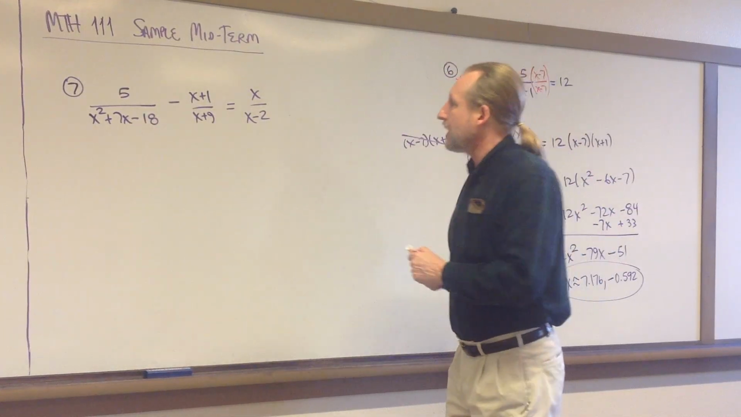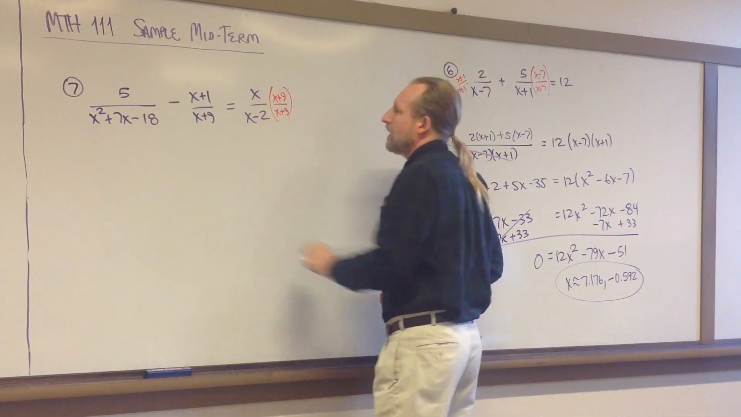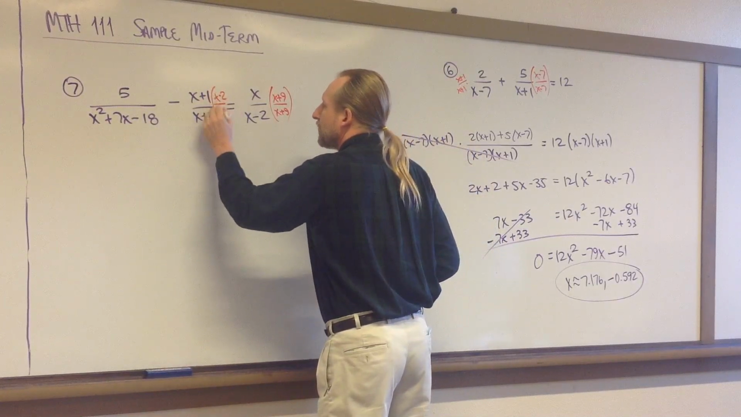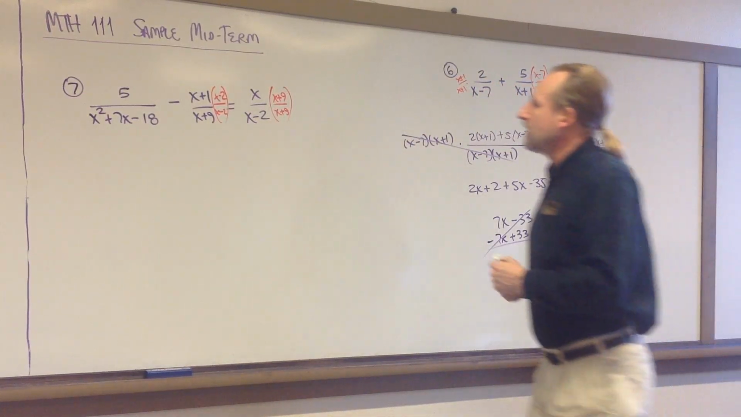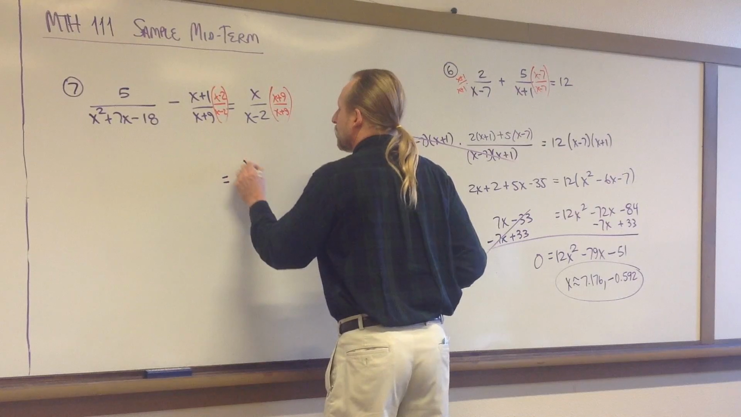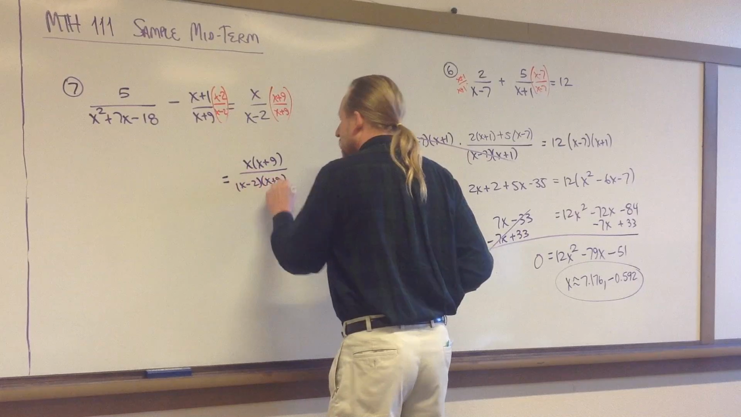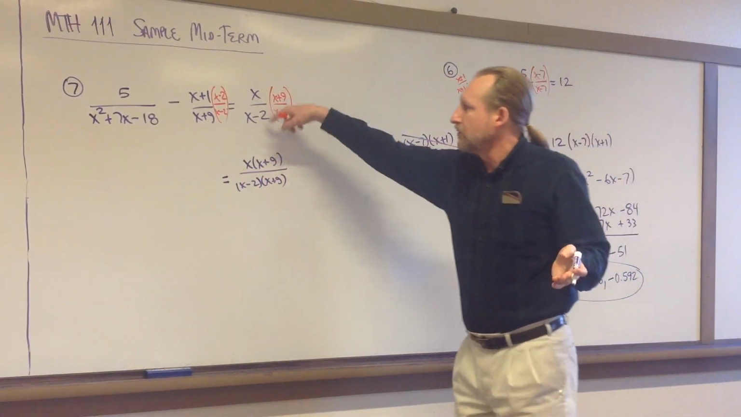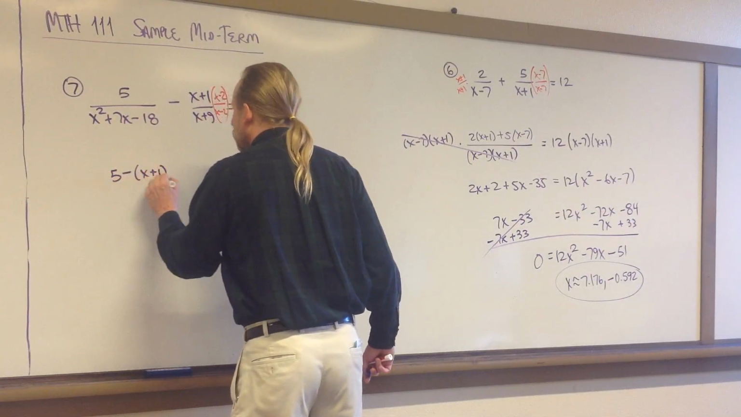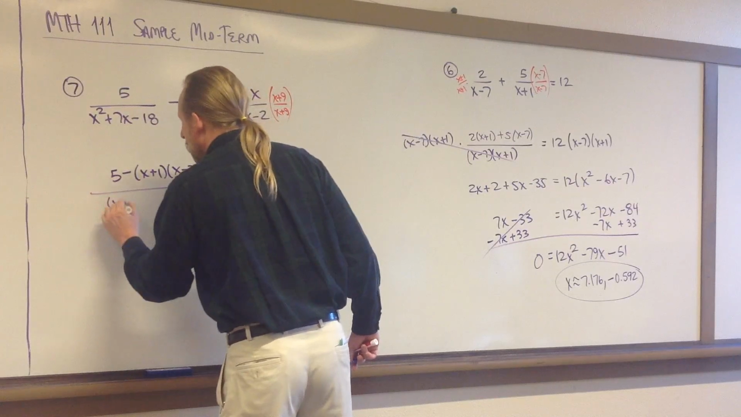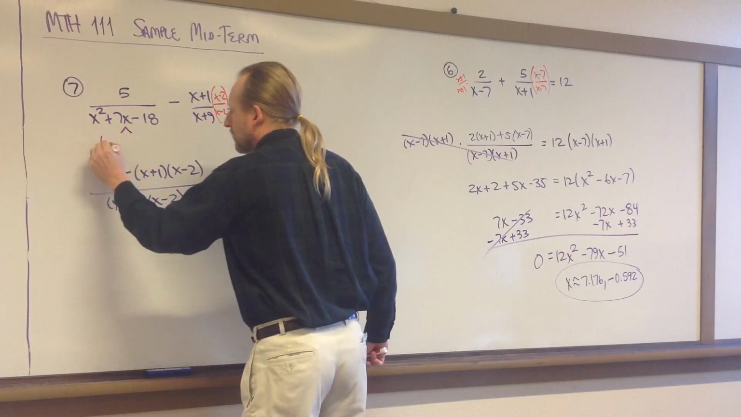That fraction is not going to change. This one gets multiplied by x plus 9 over x plus 9, and this one gets multiplied by x minus 2 over x minus 2. So let's see what we get out of this then. This will be x times x plus 9 over x minus 2 times x plus 9. Don't cancel this because that'll just undo the common denominator you created. Over here, 5 minus x plus 1 times x minus 2 over x plus 9 times x minus 2, because that's what this is.